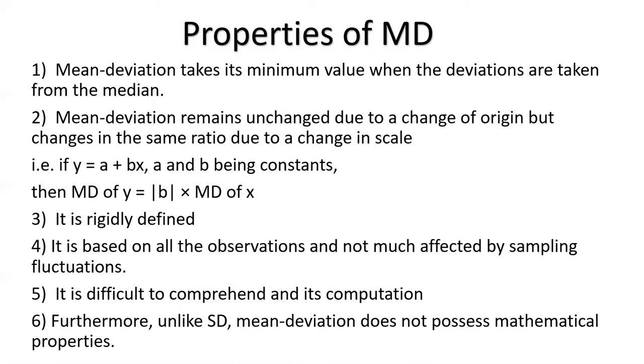The value of the mean deviation will be minimum when it is taken from the median. Then the mean deviation remains unchanged due to the change in origin, but changes due to the change in scale. It simply means that there will be no impact of any addition or subtraction on the mean deviation, but it will be affected by any sort of multiplication or division.